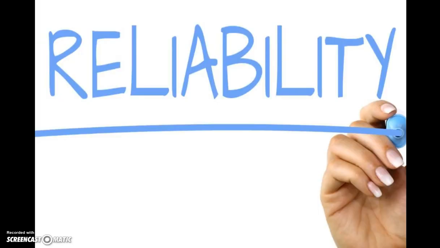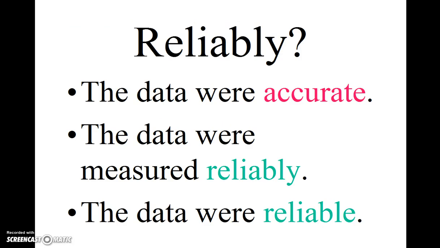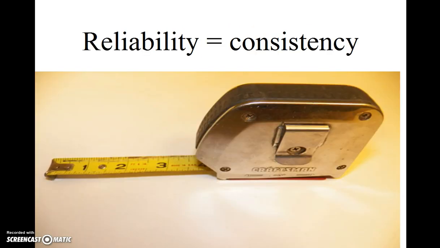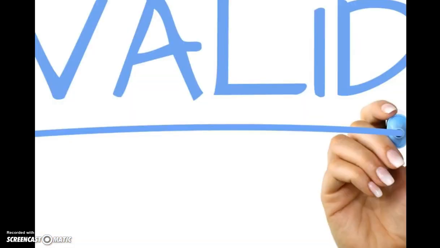What do we mean by reliability? We mean consistency of measurement. So instead of saying that the data were accurate, say that the data were measured reliably, or that the data were reliable. If we look, for example, at this particular steel tape measure, it's going to measure consistently. But imagine that tape measure was made out of rubber that could stretch. That would not give us consistent measurements. It would not be reliable.